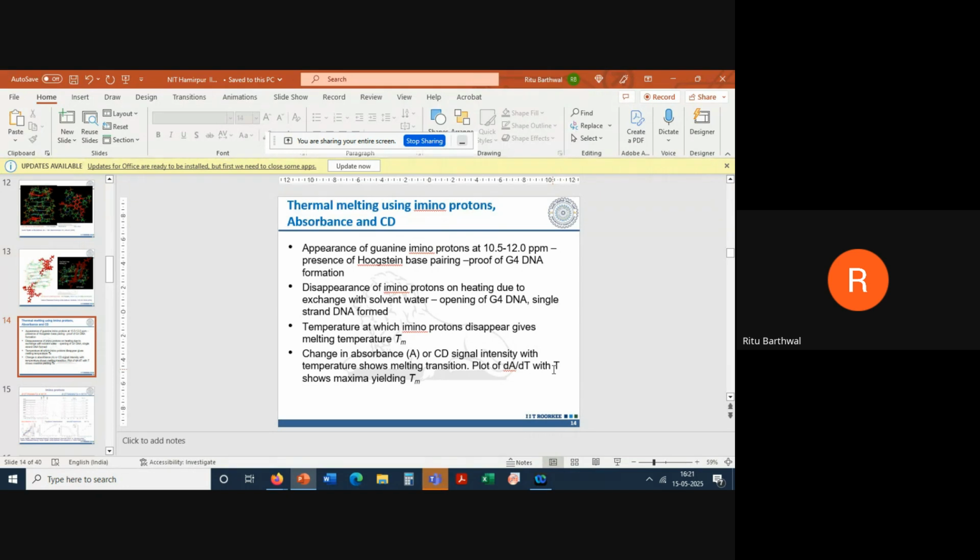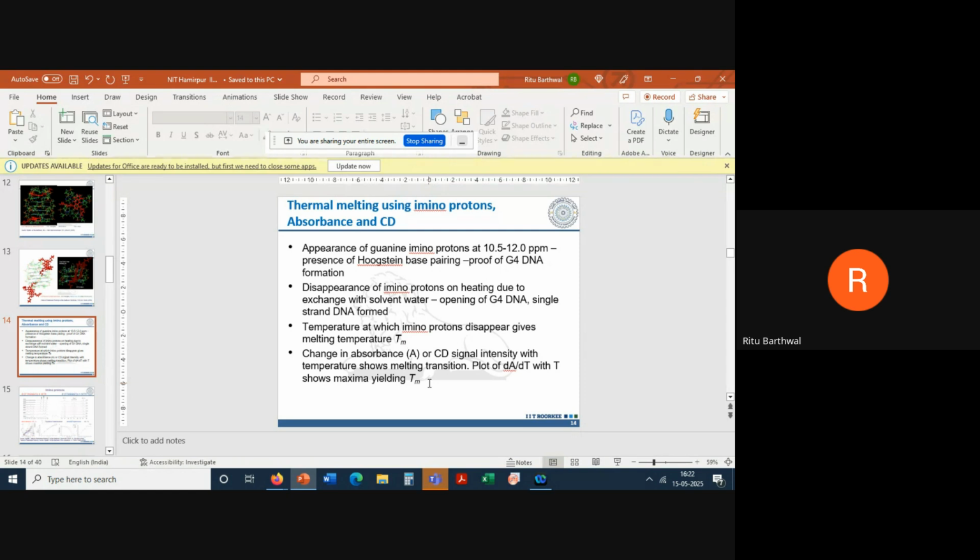So what people actually do is they synthesize many compounds, do a lot of testing, experimentally or theoretically, and then ultimately they have to do an experiment to find out whether it is stabilizing or not. Now, how do we do thermal melting? This is simply like melting of DNA. If you know duplex DNA, if you heat it, it will become single strand. Exactly in the same way, you take quadruplex DNA. If you heat it, the strands will separate. So melting will take place.